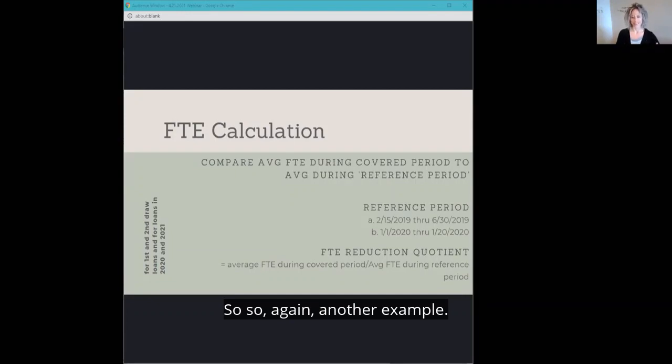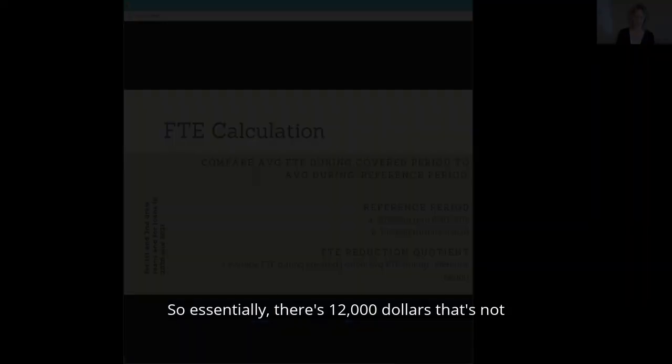So again, another example. If I had 8 in my reference period and I had 7 during my covered period, my reduction quotient is 0.88. So if I had a $100,000 PPP loan, then my loan forgiveness amount is reduced down to $88,000. So essentially there's $12,000 that's not forgiven because I had a reduction.